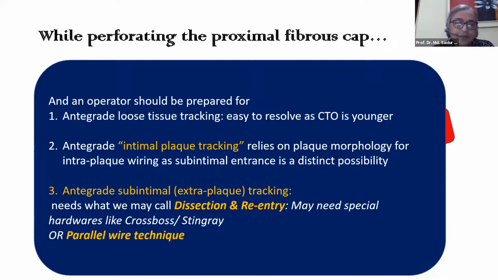For the proximal fibrous cap, while perforating, an operator should be prepared for antegrade loose tissue tracking, easy to resolve as the occlusion is younger. Antegrade intimal plaque tracking relies on plaque morphology. For interplaque wiring, a subintimal entrance is a distinct possibility. Antegrade subintimal or extraplaque tracking needs what we may call dissection and reentry, and many special hardware like CrossBoss and Stingray, which Dr. Arun has already shown, or you can use parallel wire techniques.